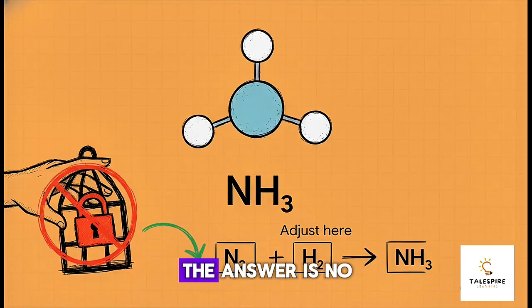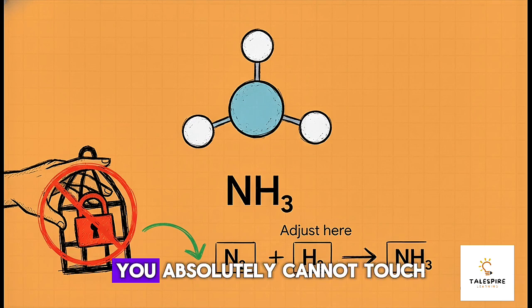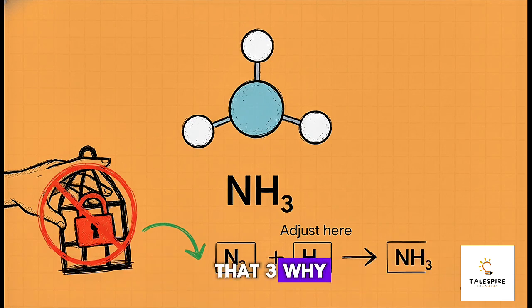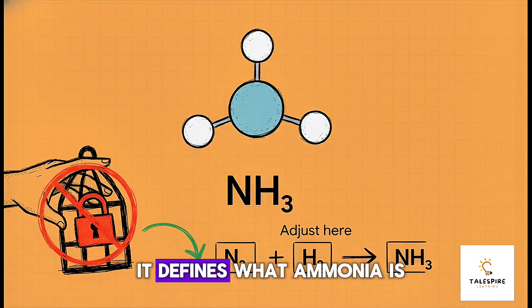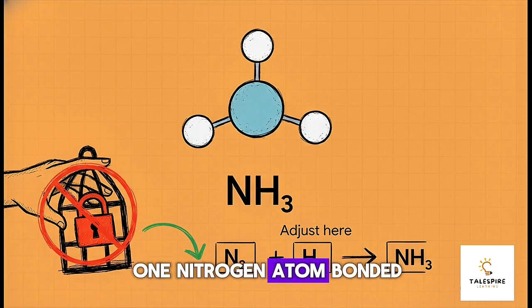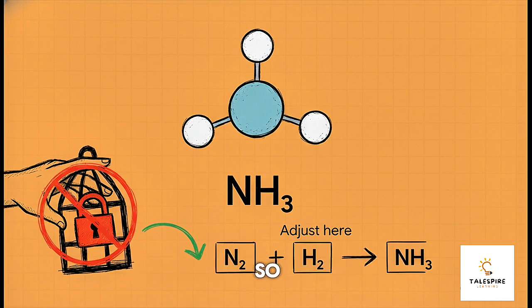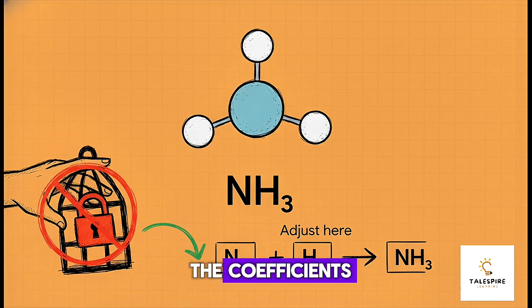Okay, you ready? The answer is no. You absolutely cannot touch that 3. Why? Because it's a subscript. It defines what ammonia is. 1 nitrogen atom bonded to 3 hydrogen atoms. So the only thing you're allowed to use are the coefficients.